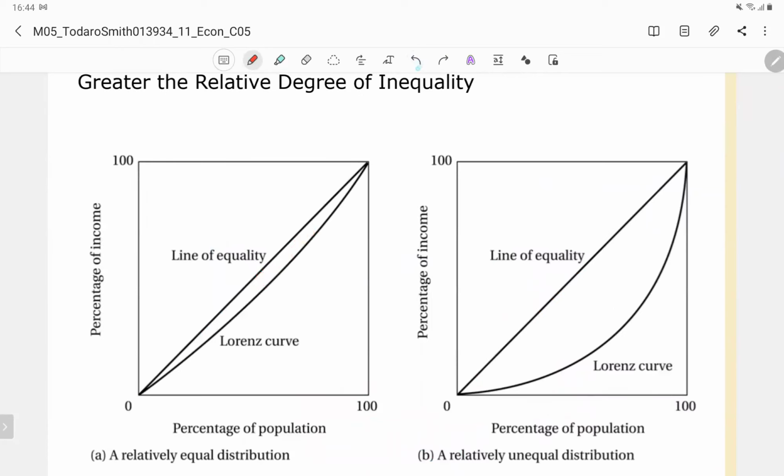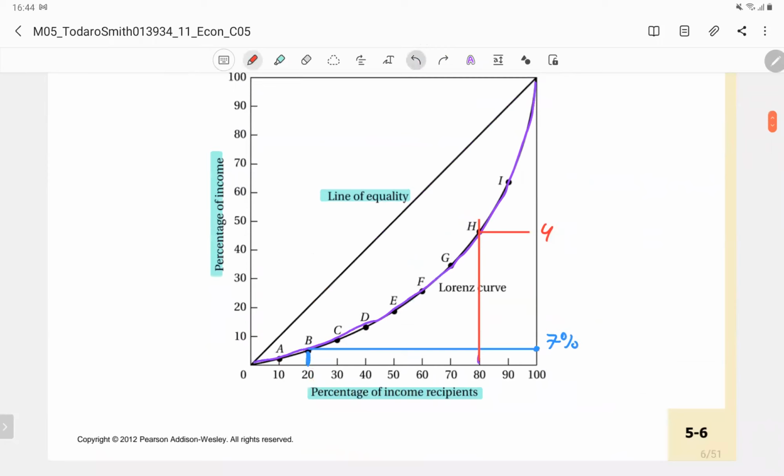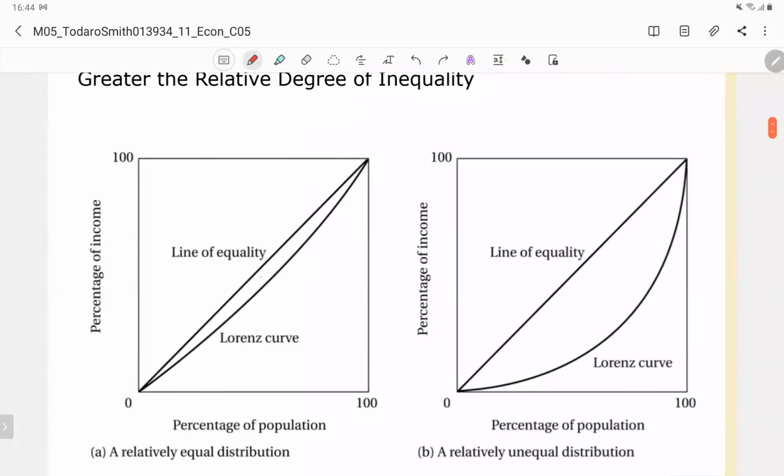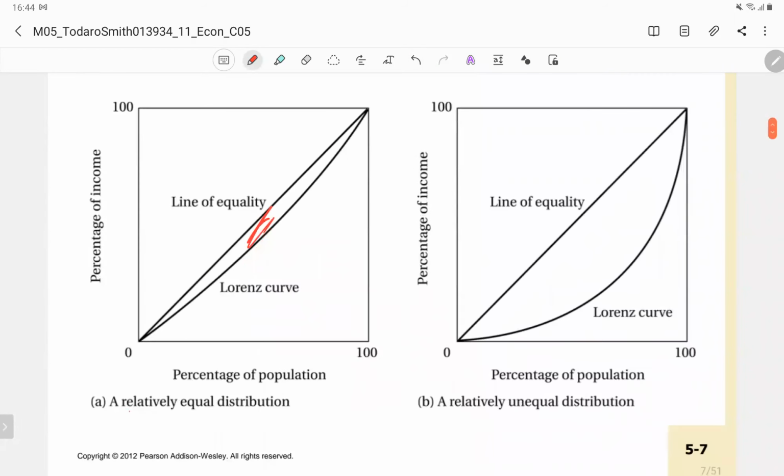Okay, let me undo this. Okay. So, like I said before, this is the relatively equal distribution. Meanwhile, this is the relatively unequal distribution. So the closer the Lorenz curve is to the line of equality, it means that the society is relatively equal. And the farther, then the society is relatively unequal. Okay.